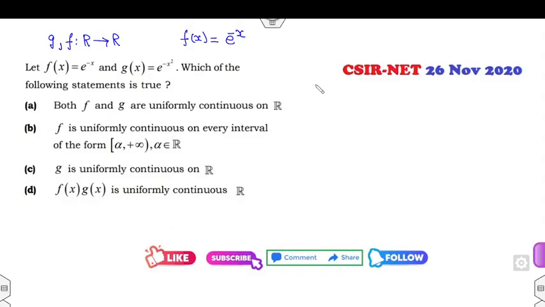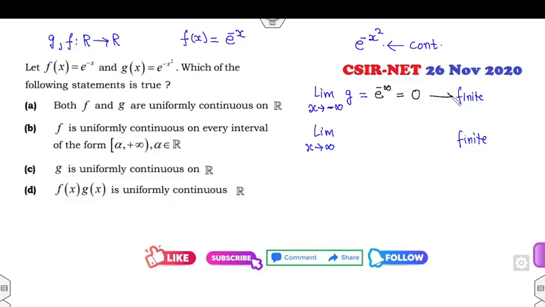Okay, firstly we can look at g, e raised to the power minus x square. Clearly, this is continuous on minus infinity to plus infinity. Check the limit at minus infinity and at plus infinity. If they are finite, then it is uniformly continuous because the function is continuous. So what is the limit? When x goes to minus infinity, this goes to 0, which is finite. If x goes to plus infinity, it is again 0, which is again finite. It's continuous on the open interval R, minus infinity to plus infinity, with finite limits. That means g is uniformly continuous for all x.